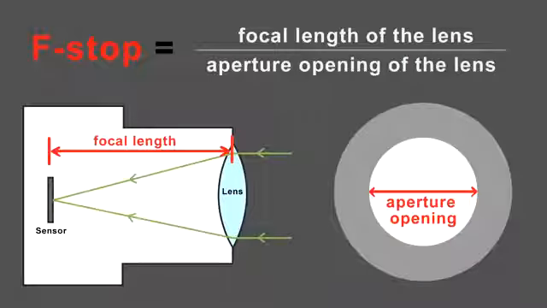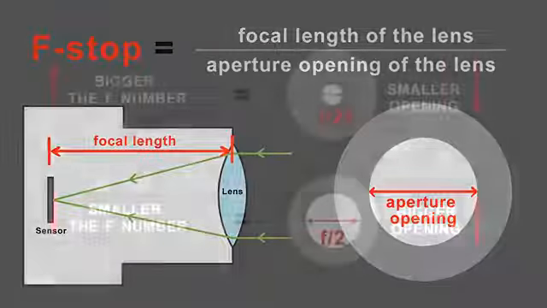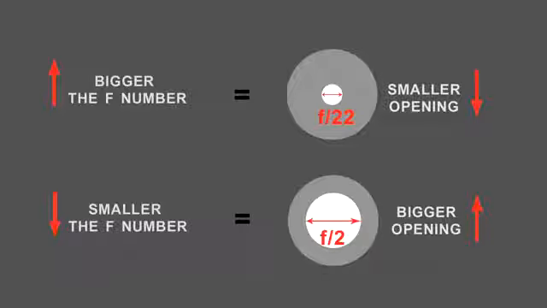What does the f-stop actually stand for? F-stop equals the focal length of the lens divided by the aperture opening of the lens. And now comes the part which makes a lot of people confused, because you have to think backwards. The bigger the f number, the smaller the opening. And the smaller the f number, the bigger the opening. As you can see on the picture, the opening for f22 is actually smaller than the opening for f2.